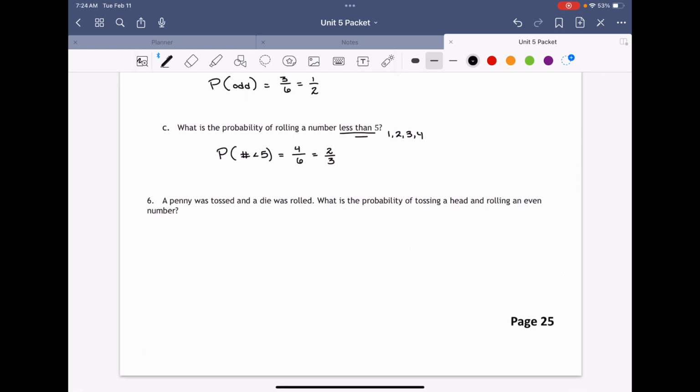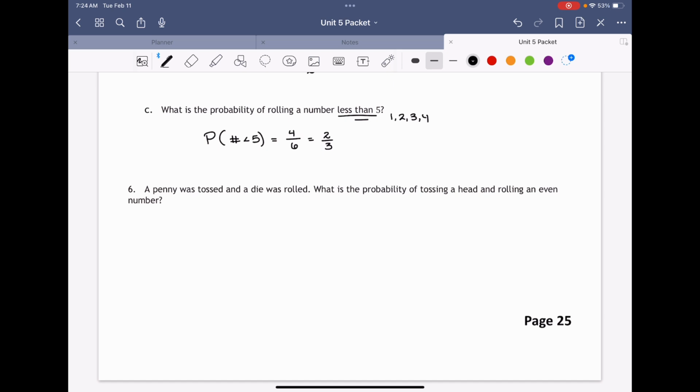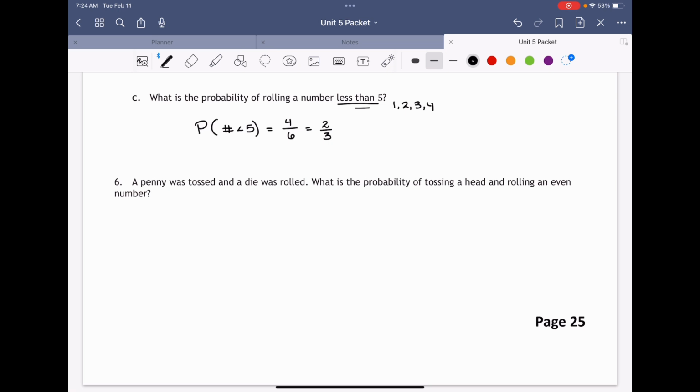Number 6, a penny was tossed and a die was rolled. What is the probability of tossing a head and rolling an even number? All right, so we're going to list our sample space. So our sample space here is a total of all the options for either heads or tails and what happens with our dice or our die.